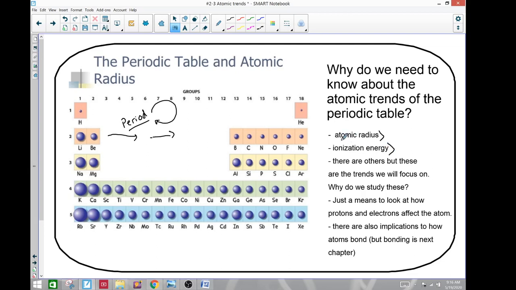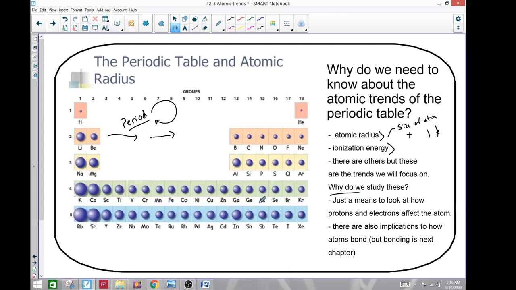Now, what is atomic radius? Really, it's the size of the atom, from the nucleus to its outermost electron. So that distance is the radius, but really, it's just telling us the size of the atom. There are other trends, obviously, but okay, why do we study these?